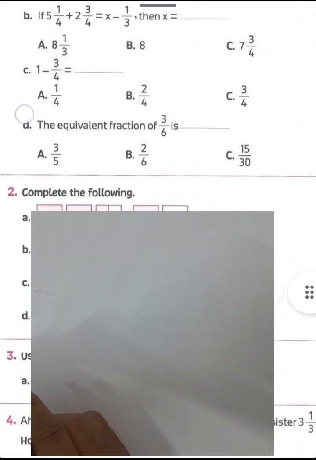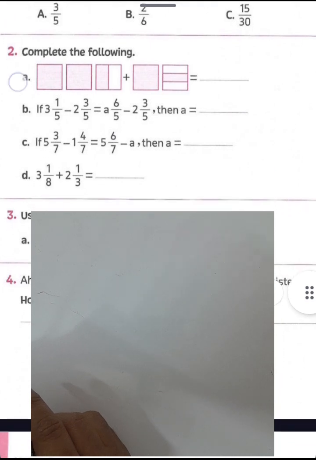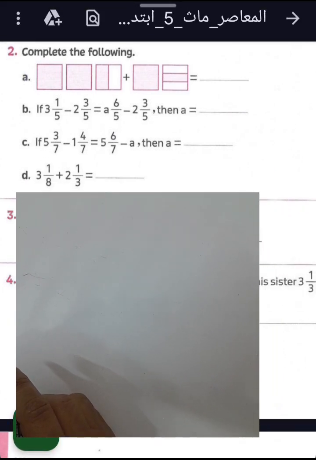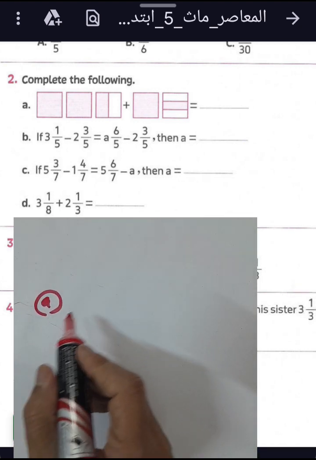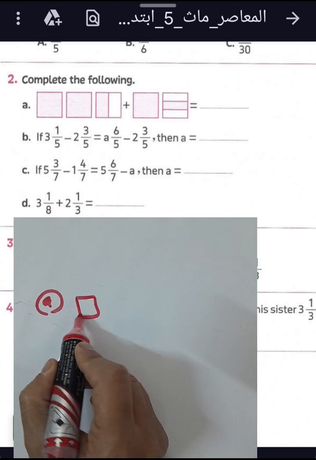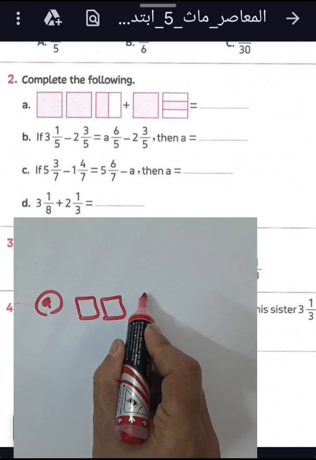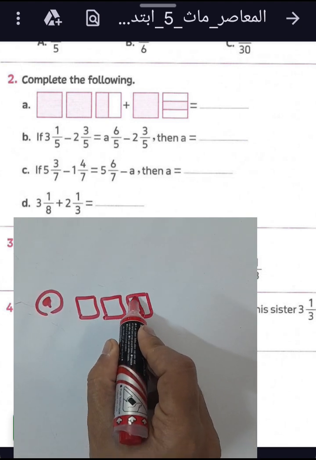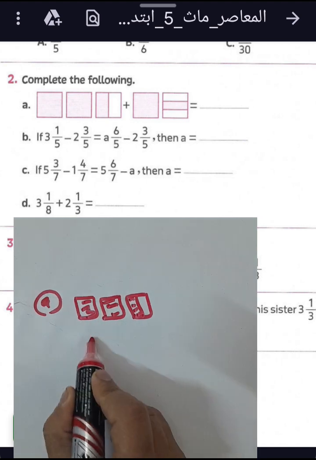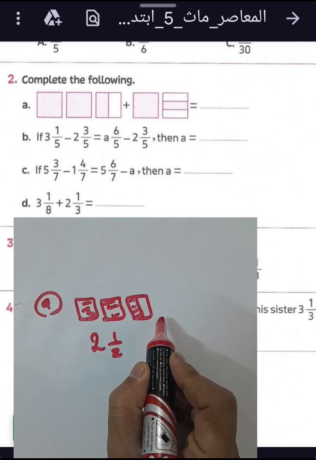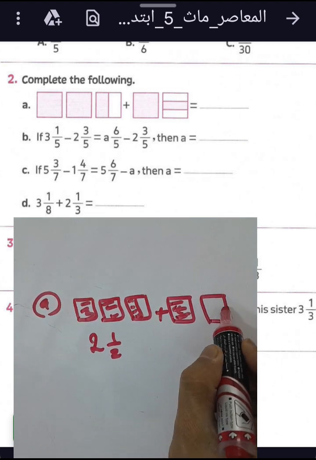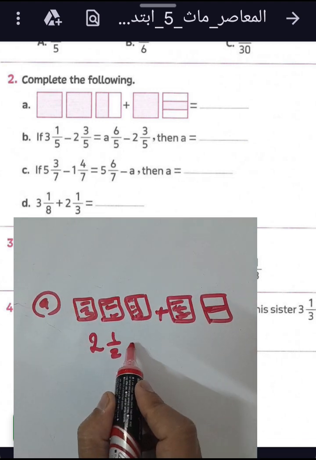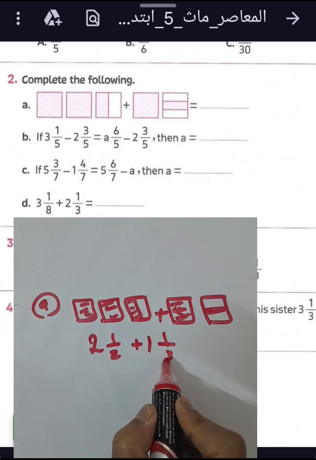Question number 2. Complete the following. Letter A. We have here two parts, 1, 2, and colored one part. This represents a half. Then 1 part colored and 1 part colored from third. 1 half and 1 over 3.